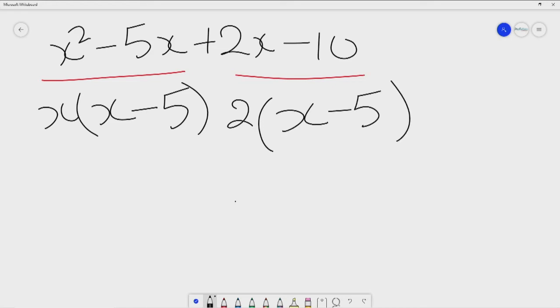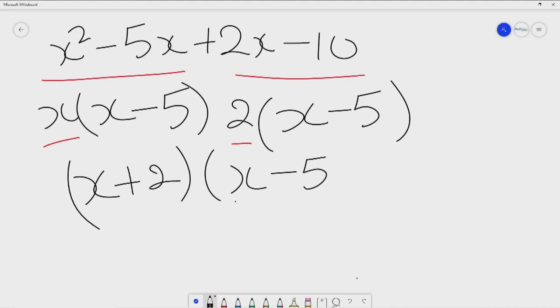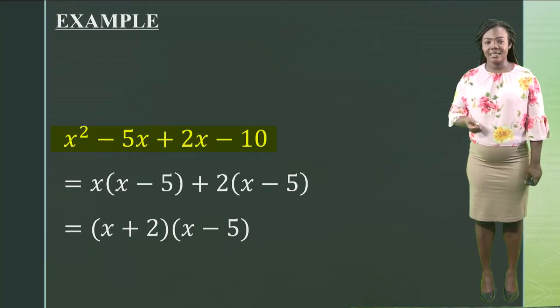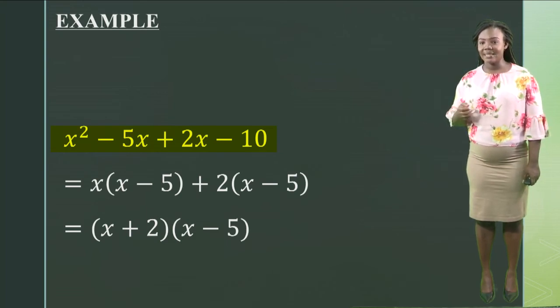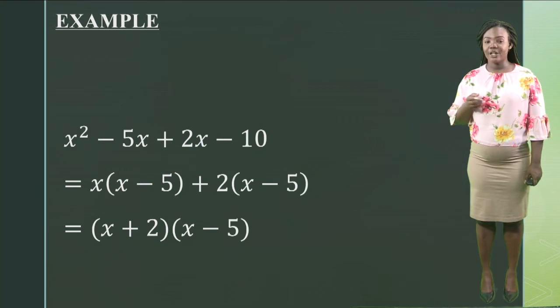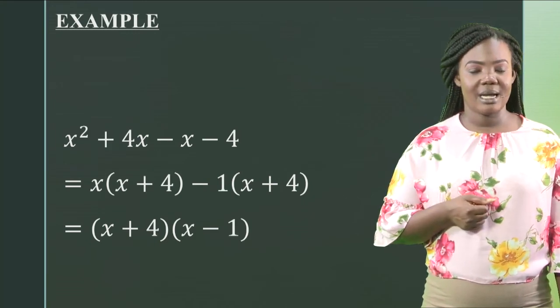From here, I can rewrite by writing my two factors that are outside of the bracket together in one bracket, and then that in the other bracket. Because it appears twice, we just rewrite it one time. This example says x squared minus 5x plus 2x minus 10. Now we are factorizing, and remember, when we're factorizing, we do them in pairs. Let's take a look at another example.